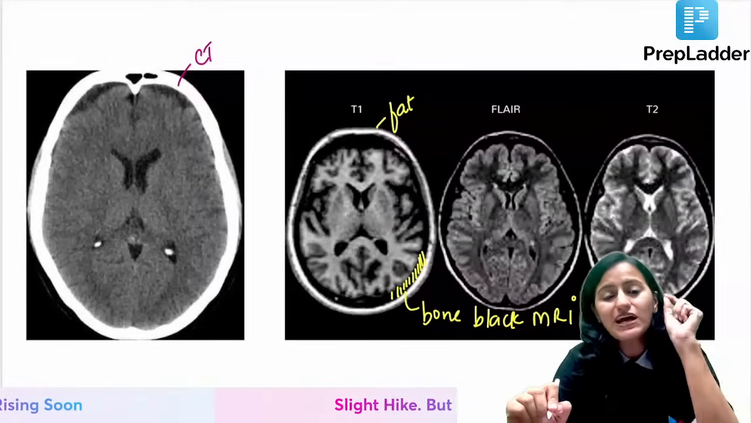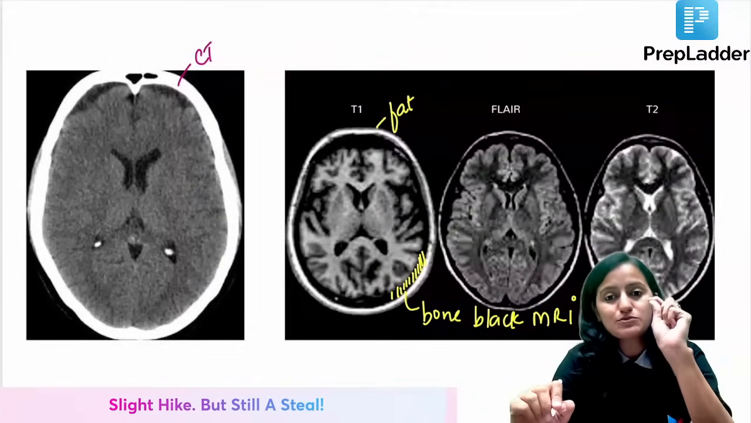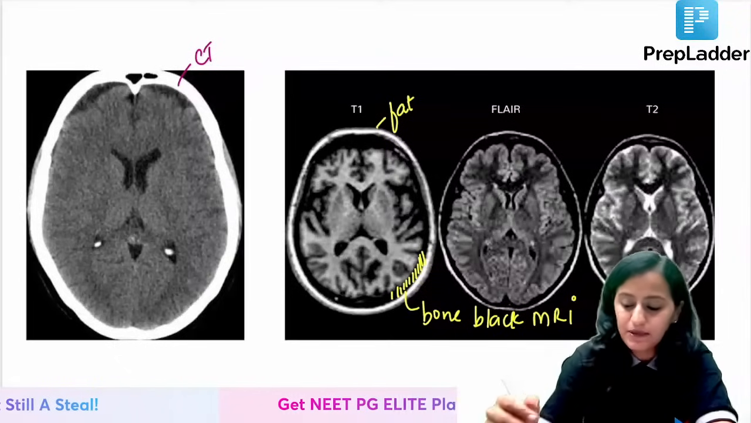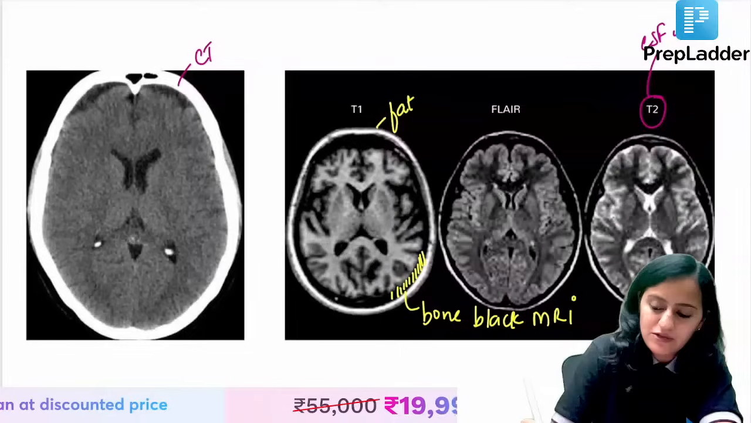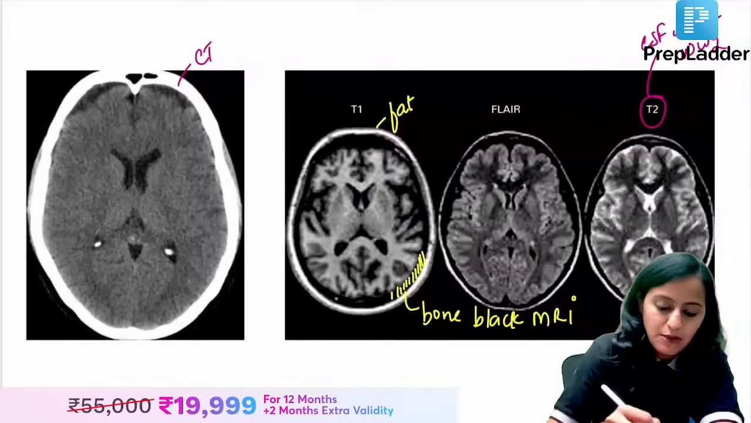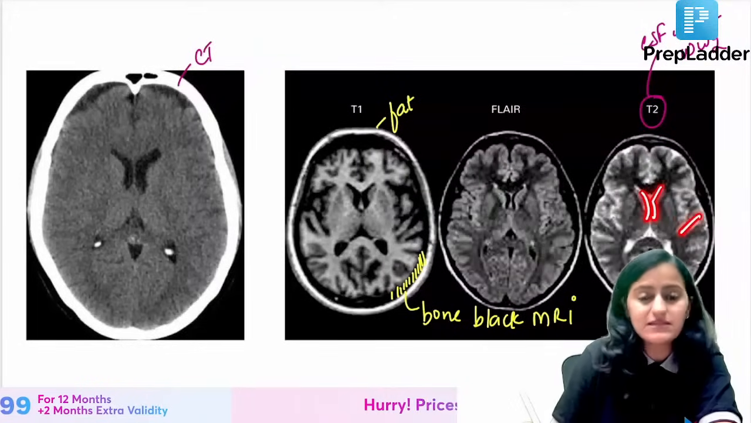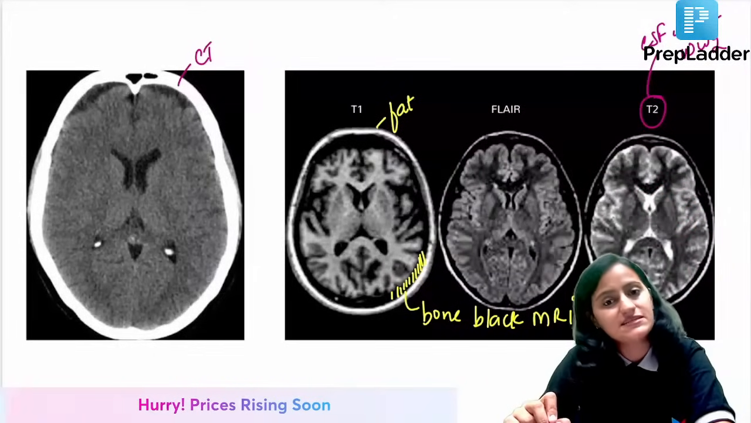First thing is you look at the water. If the water is white, it is T2. What is the water in the brain? CSF. So remember, in T2 the CSF water is going to be white. Where do you see the CSF? In the ventricles, in the sulcal spaces. That is the CSF there.